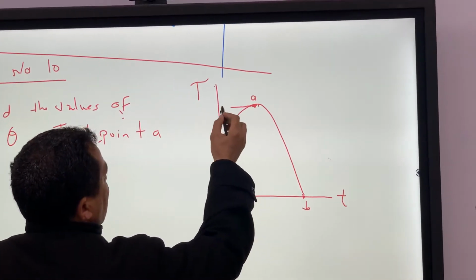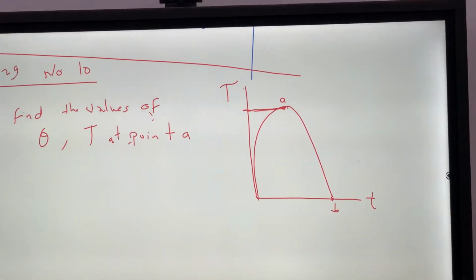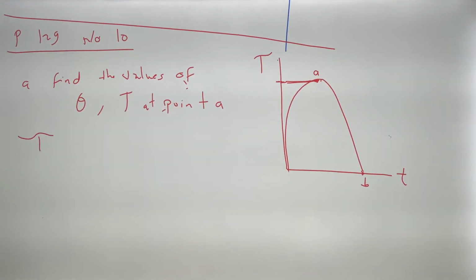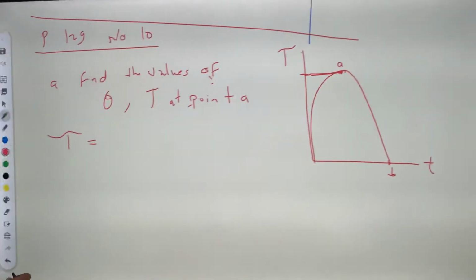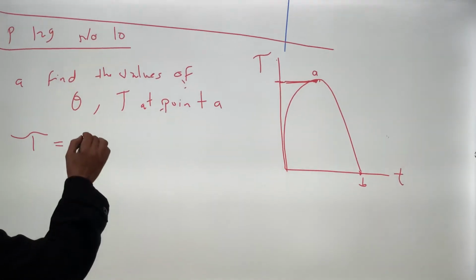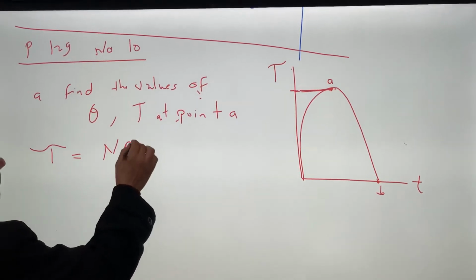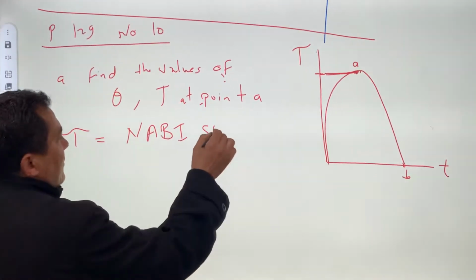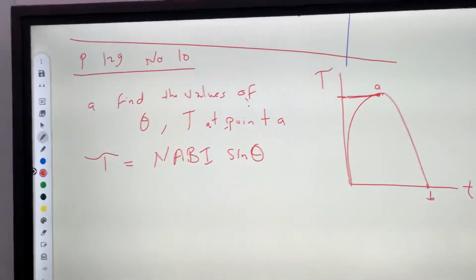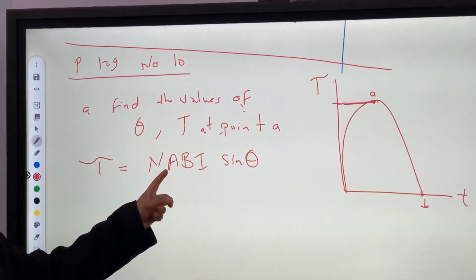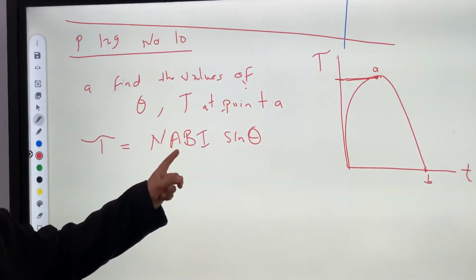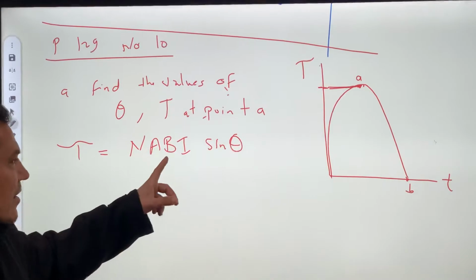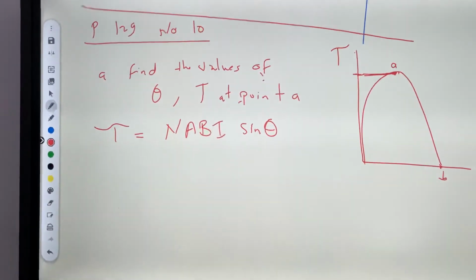Look at this point. This point expresses the maximum torque. Torque, which we studied in chapter 2, is determined by the mathematical relationship NABI sine theta. N is the number of turns of the coil, A is the area, B is the magnetic flux density, I is the electric current intensity, theta is the angle.